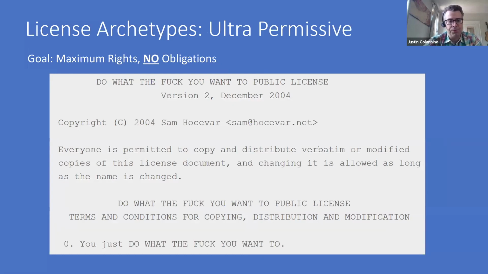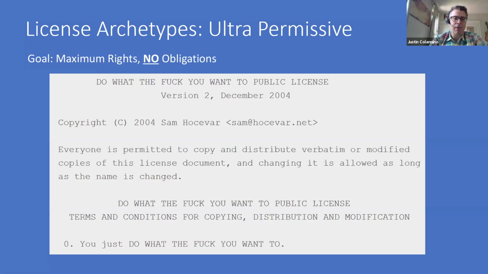This is an example of an ultra permissive license. This is a real license. It's a parody of the GPL actually, but a real license that people put real software under. You'll note that it starts down here. This is the terms and conditions for reproducing the license itself. This is the software. Terms and conditions for copying, distribution, and modification, and it's just you do what you want, right? So this is permission in its barest form.